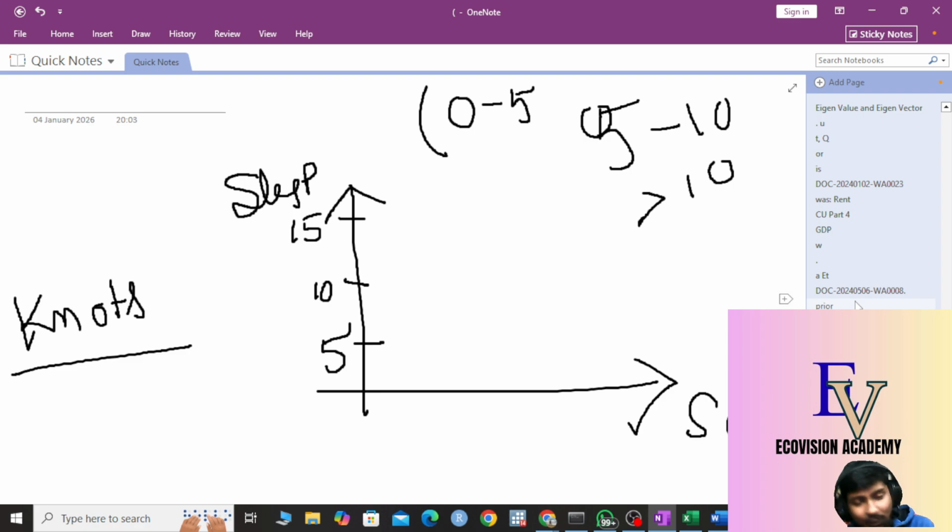So this is a totally nonlinear estimation process. Spline regression is used to regress these three categories, particularly 0 to 5, 5 to 10, and greater than 10. And then it fits a line.